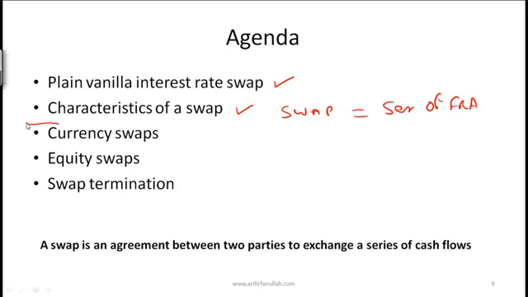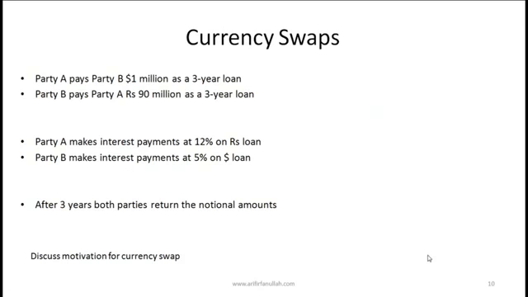Now in part 2 we'll talk about currency swaps, equity swaps, and we'll also talk about how a swap agreement can be terminated. Again, recall the common theme is that a swap is an agreement between two parties to exchange a series of cash flows. When we talk about currency swaps, now the cash flows are being exchanged in different currencies. So let's look at a very simple currency swap where we have two parties.